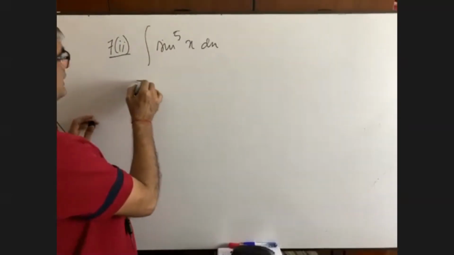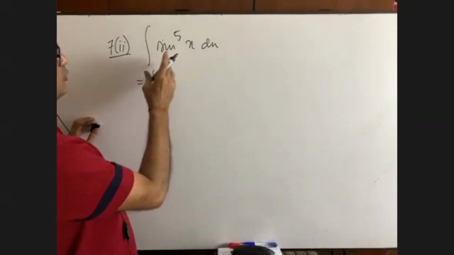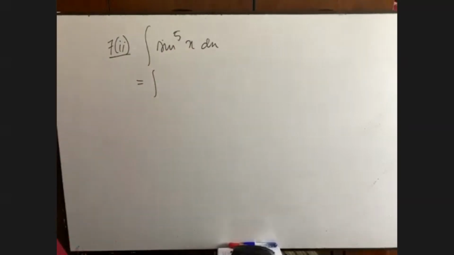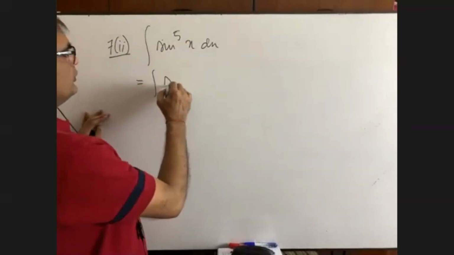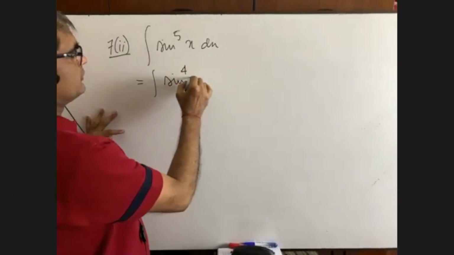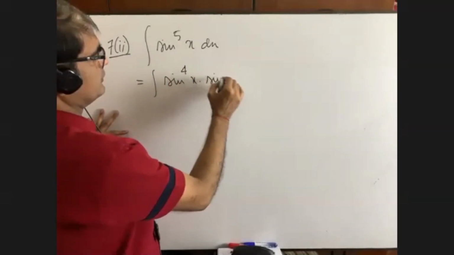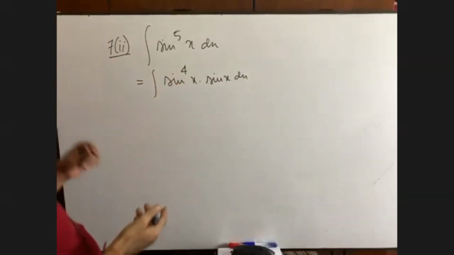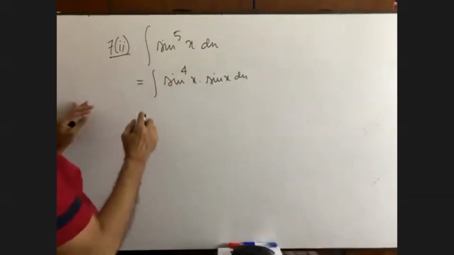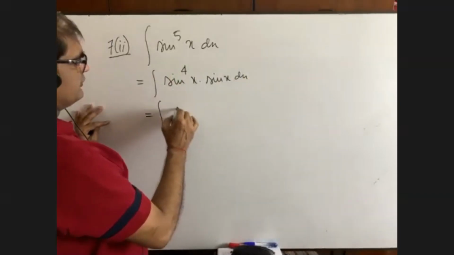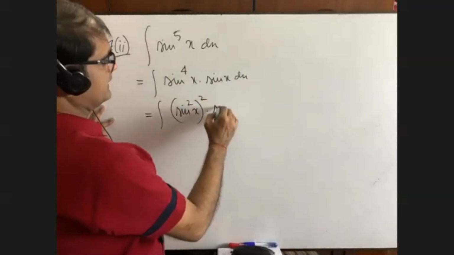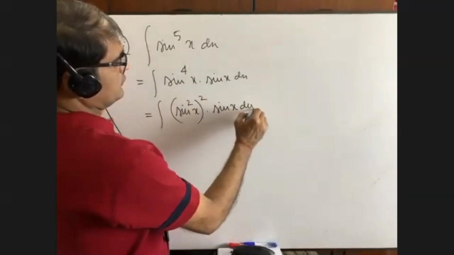You see, we don't have the usual rules here. We cannot let sine x equals z. If we let that, then there will be cosine z, and we don't have any cosine z, so we cannot let it. So what will we do? We'll write it very simply as sine 4x into sine x. Or you can write sine square x into sine cube x. It also can be written. Now you see, this is sine square x whole square, and this is sine x dx.